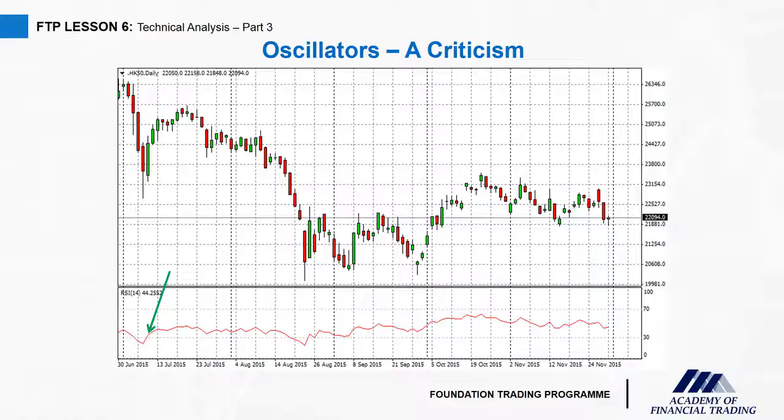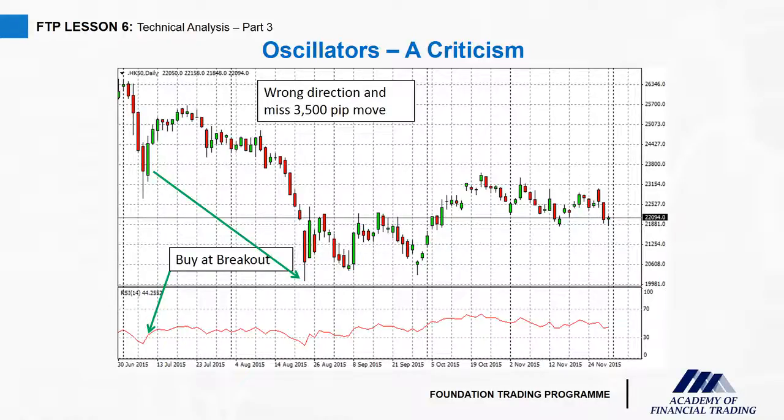So again, here's another example where it might not have done exactly what we wanted it to do. So the RSI value hits 30. We can see the date there in early July. Now, would it have been a good idea to go long here? So it hits 30, meaning we think it's been oversold according to the RSI value. According to the RSI value, we should go long here. We should buy. It should go back up. So we buy at the breakout. And then what happens? No, it goes the opposite direction. We would have gone in the wrong way by a 3,500 pip move, which obviously would have been very, very bad for us.